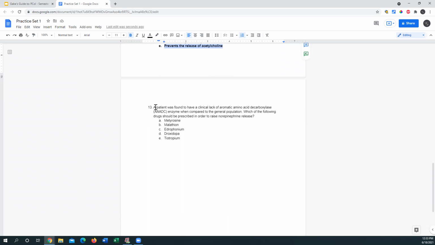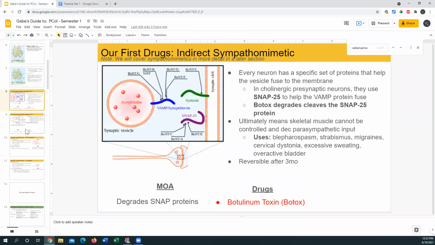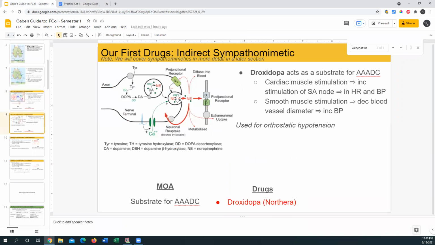And then finally, a patient was found to have a clinical lack of aromatic amino acid decarboxylase when compared to the general population. Which of the following drugs would be prescribed in order to raise norepinephrine release? Well, we would want to give something that's going to integrate into that pathway that produces norepinephrine. And so would we give metyrosine, which blocks tyrosine hydroxylase? No, because that's going to decrease downstream norepinephrine.